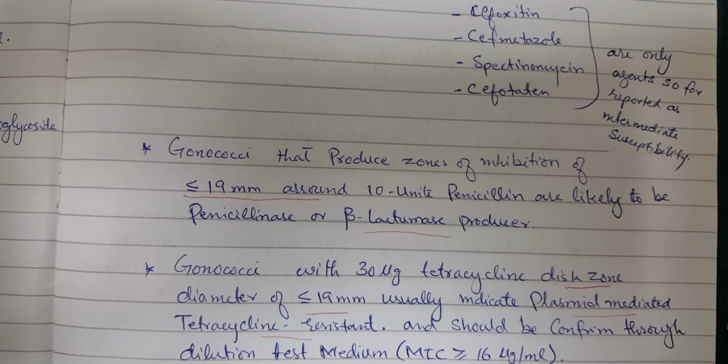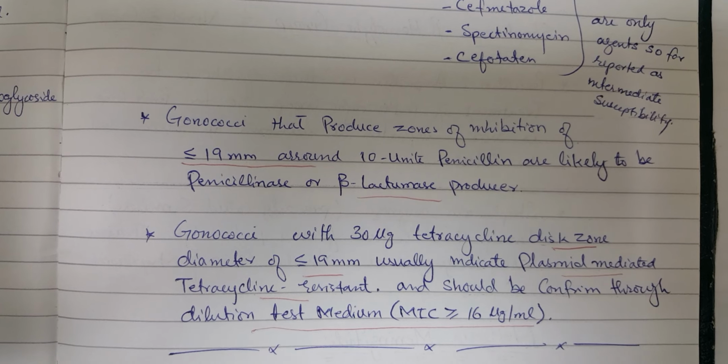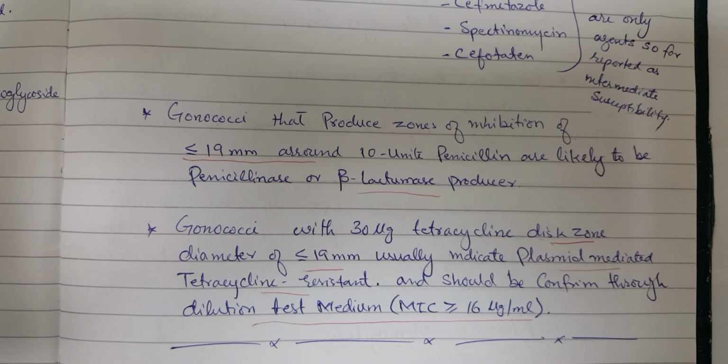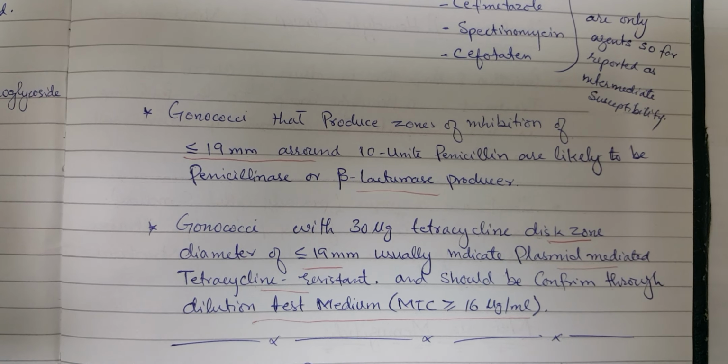In gonococci, a 30 microgram tetracycline disc zone diameter less than or equal to 19 mm usually indicates plasmid mediated tetracycline resistance and should be confirmed through the agar dilution test with an MIC greater than or equal to 16 micrograms per ml. In the case of Streptococcus pneumoniae, when testing chloramphenicol, clindamycin, erythromycin, linezolid, and tetracycline by both dilution methods and MIC, tailing can make endpoint determination very difficult. In such a case, read the MIC at the lowest concentration where the tailing begins.